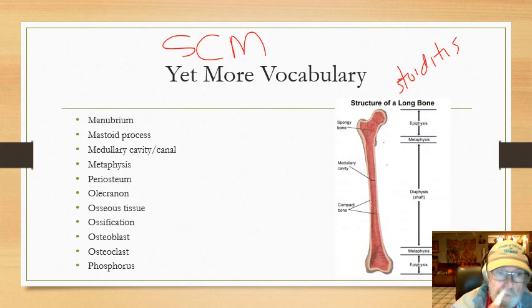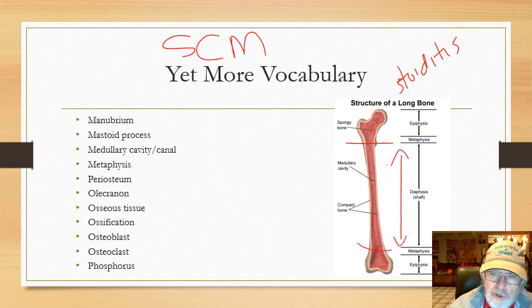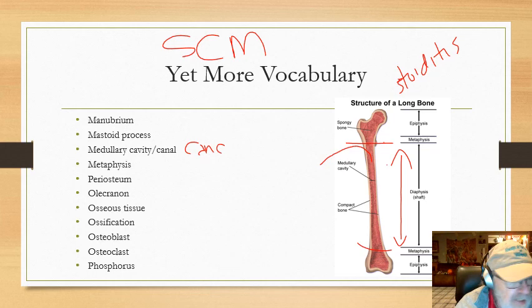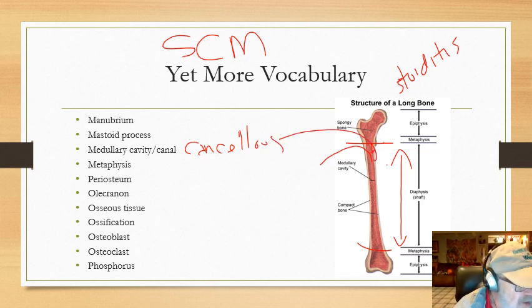Now, we talked about this before, okay? The medullary canal. If I look at this bone that we have over here, again, here's my diaphysis. This area right here is the diaphysis or the shaft. If you look in the center, there's a canal. And that canal is actually filled with cancellous bone. That spongy bone. So that's filled with the cancellous bone, that trabecular cancellous, or sometimes they call it medullary bone. And this area is called the medullary canal or medullary cavity.